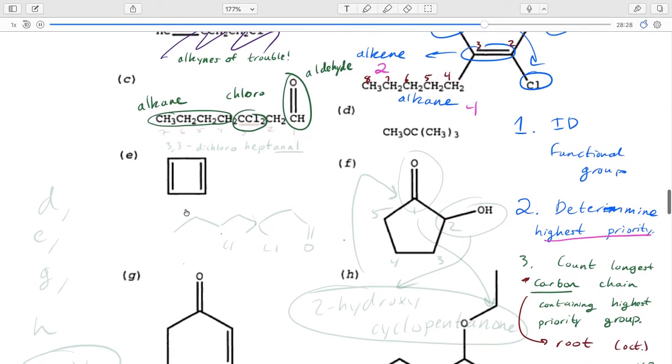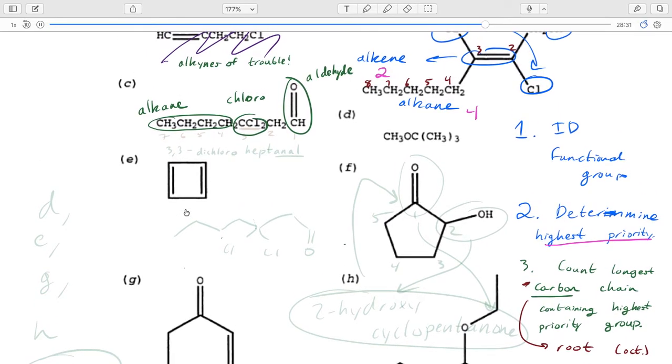So what's the longest carbon chain? By the way, if it's ever written in the middle like this, that means it's attached. So chlorine is not part of the main chain. So we've got 1, 2, 3, 4, 5, 6, 7 carbons. So what does that make our root name? Hept, yes. And since we don't have an alkene or an alkyne in there, it's just a straight up heptane.